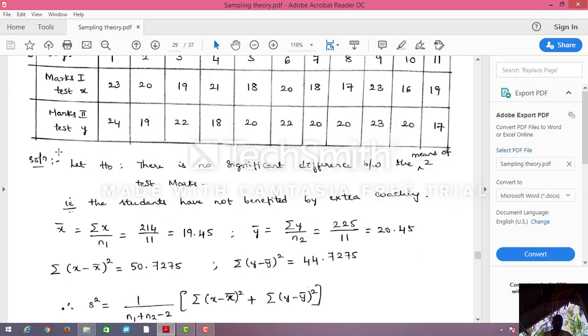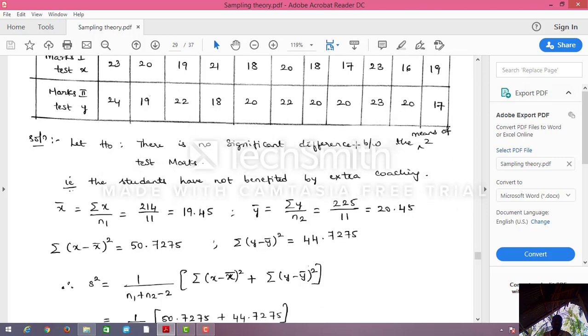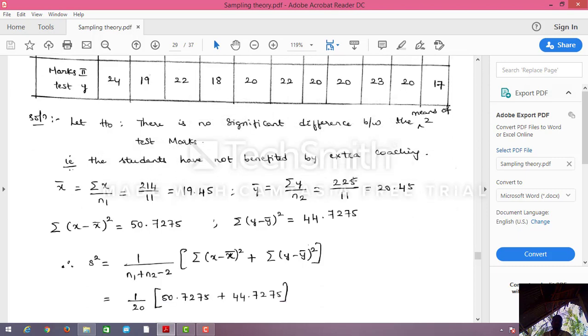Y bar is nothing but the second test marks: 24 plus 19 plus 22 plus 18 plus 20 plus 22 plus 20 plus 23 plus 20 plus 17. If you add all this, you will get 225, divided by 11. 225 divided by 11 is 20.45.